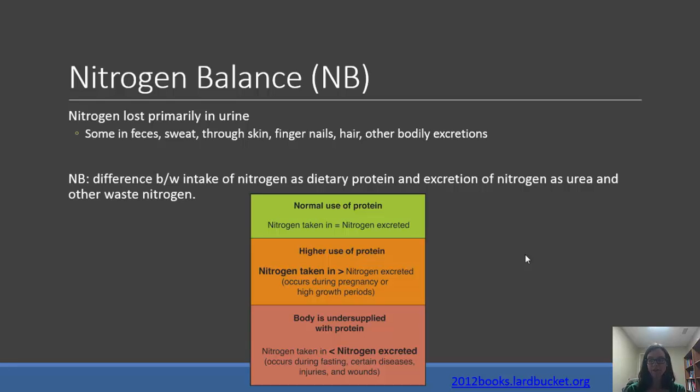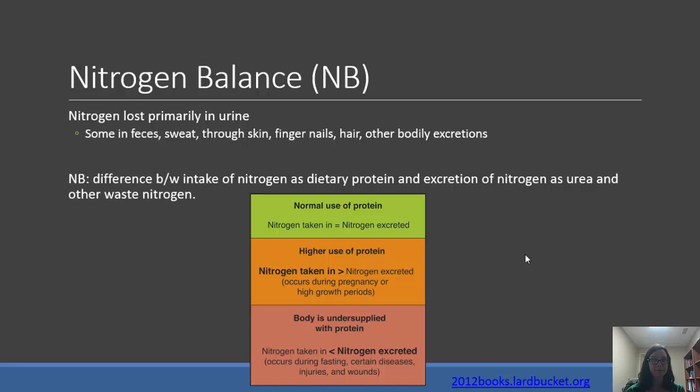They're consuming more than they're losing and storing the nitrogen in the body. This occurs in periods of growth, such as infancy and pregnancy. We also see it in times of lactation, or if someone is needing to heal, such as if they have burns or severe illness. Nitrogen balance can also be negative, which means the individual is losing more nitrogen than they're consuming, and this indicates that body protein is being lost.